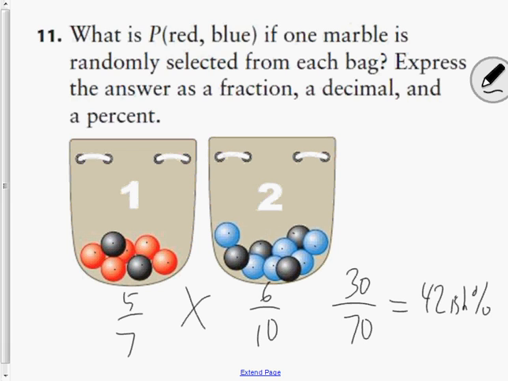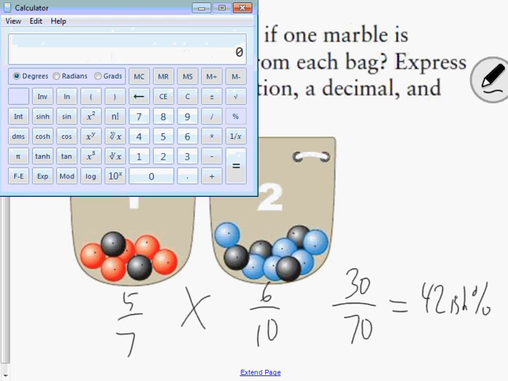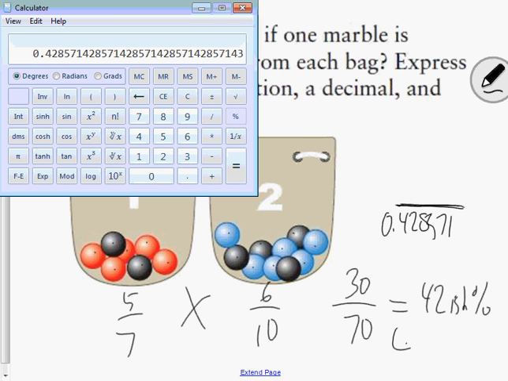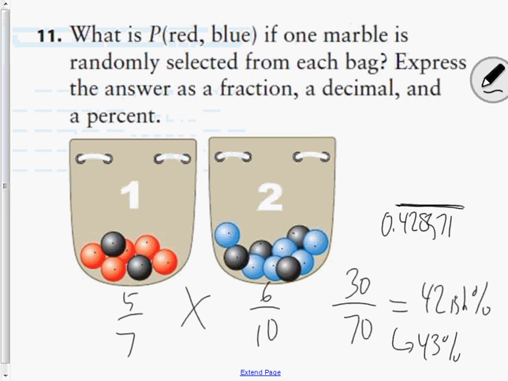Which is a decimal. Sorry, I guess I could be a little bit more accurate with that. 30 divided by 70 is 0.4285771, repeating, because that repeats here, goes 4285771, 4285771. So if I put the bar notation above all that 6-digit number, and really it's closer to 43%, because it would actually be 42.8%, 42.9%. Okay, so the next question.